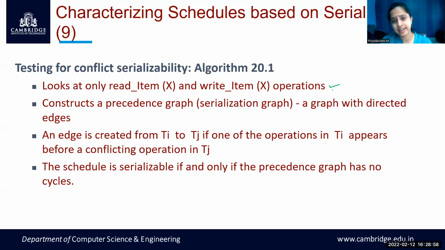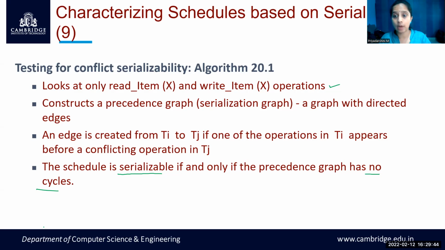It looks only at the read and write operations. Construct a precedence graph, a directed graph. We need to construct a graph for this. An edge is created from Ti to Tj if one of the operations in Ti appears before a conflicting operation in Tj. The schedule is serializable if and only if the precedence graph has no cycle. So if the schedule is serializable, that is, perfect, then the graph should not have any cycles. If there is a cycle, then it is not serializable.